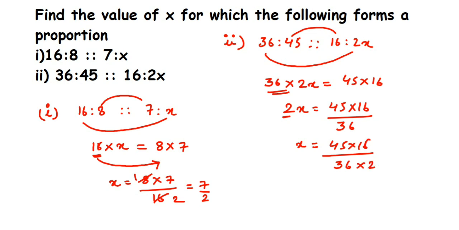Now we're going to cancel the numbers. So 2 ones are 2 and 2 eights are 16. We can cancel 8 and 36 in the 4 table. 4 twos are 8 and 4 nines are 36. We can cancel 9 and 45 in the 9 table. 9 ones are 9, 9 fives are 45. So which numbers are left here? We have 5 and 2 in the numerator and we have 1 in the denominator. So 5 twos are 10. Therefore we got the x value equal to 10.